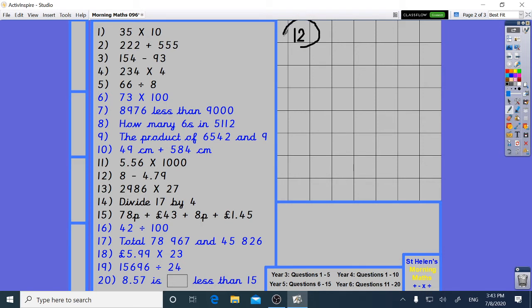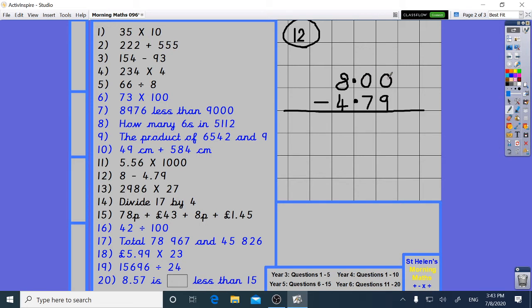Question 12. Don't be tricked by thinking 4.79 is bigger than 8. 4.79 is not bigger than 8. 8.00, you need to make it. 4.79, and then we can take it away. The trick is to put the 0.00 on to make this work. And the trick really is to understand that 8 is the same as 8.00 or 8.0. Still 8 point nothing, so it's still just 8.